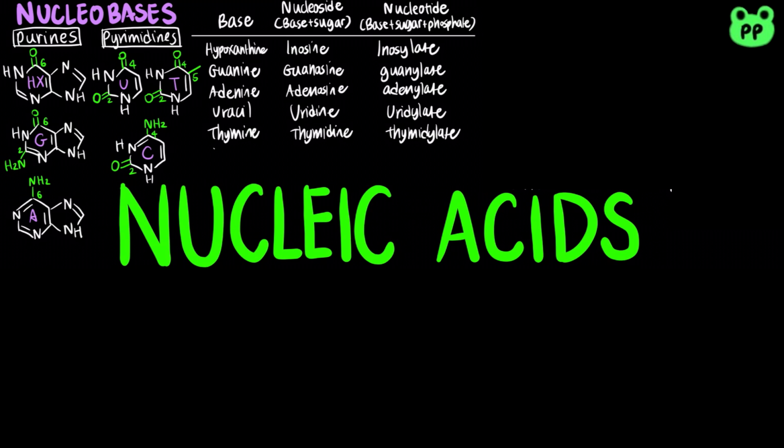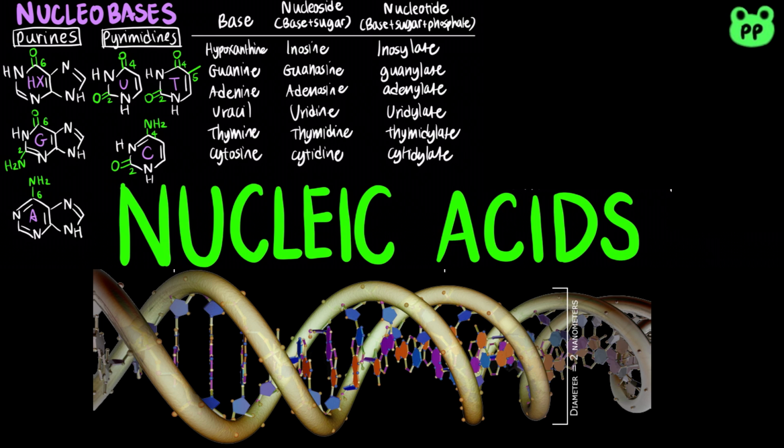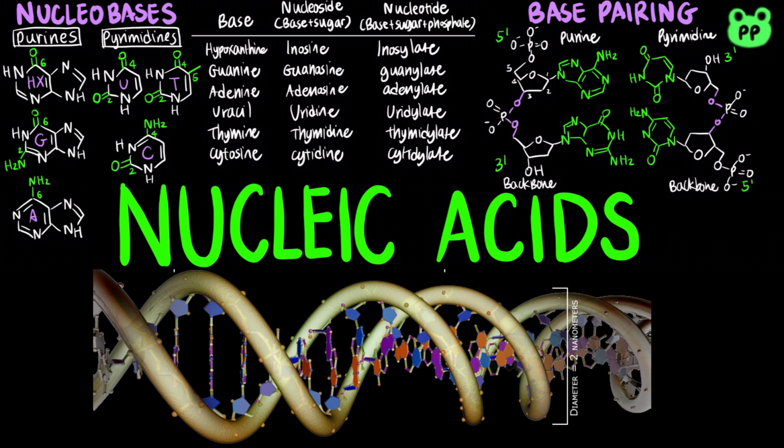Cytosine has a ketone group on carbon 2 and an amino group on carbon 4. Its nucleoside is known as cytidine, and its nucleotide is known as cytidylate. A DNA molecule has 2 polynucleotides spiraling around an imaginary axis, forming a double helix. The 2 backbones run in opposite 5' to 3' directions from each other, an arrangement referred to as antiparallel.